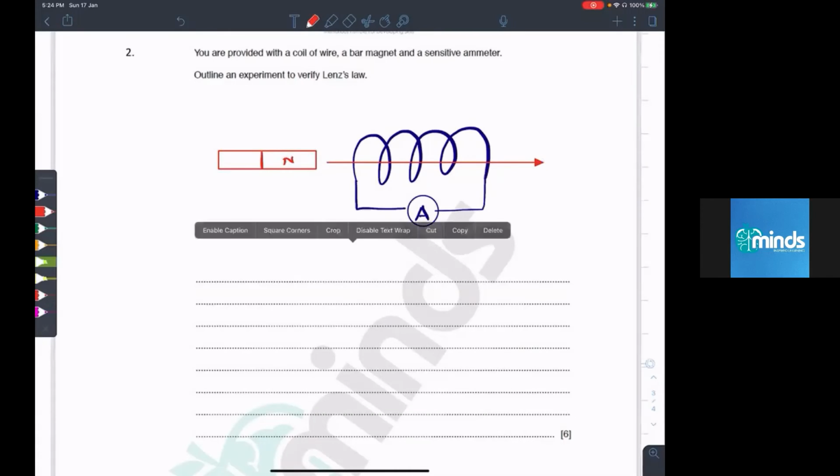Now, if we are trying to move the bar magnet into the coil, since the magnet is coming close to the coil, magnetic field is changing. When field is changing, flux is changing. When flux is changing, induced current is generated. And induced current will flow in a direction such that it will oppose the cause which is producing it.